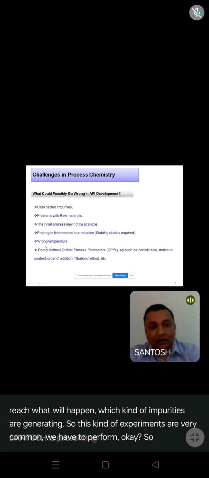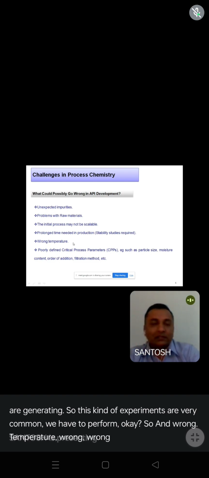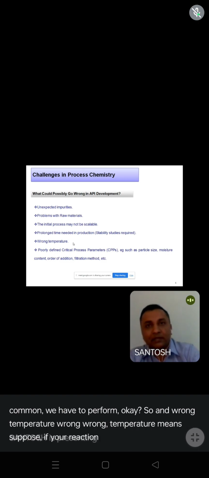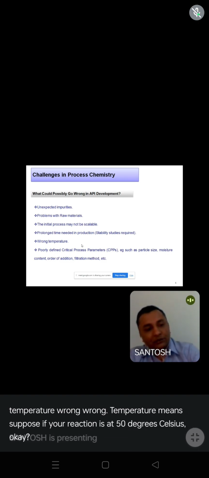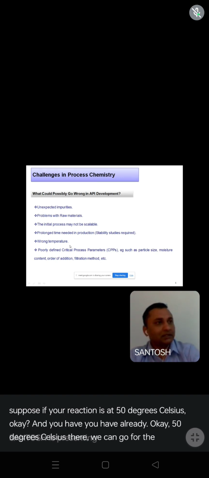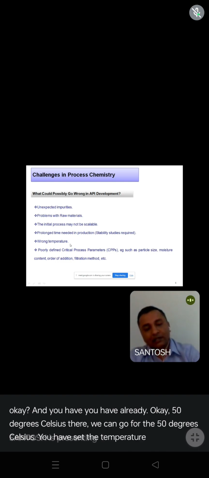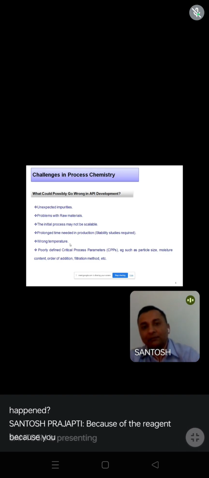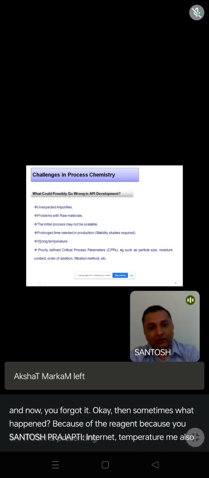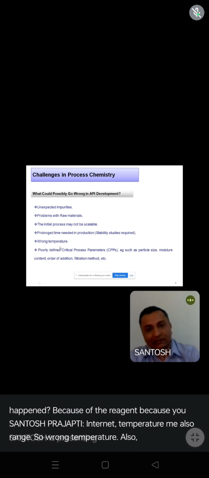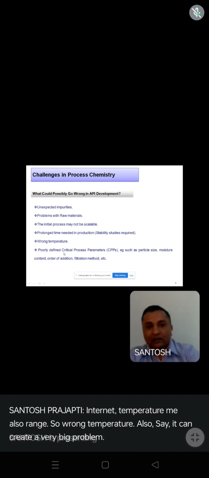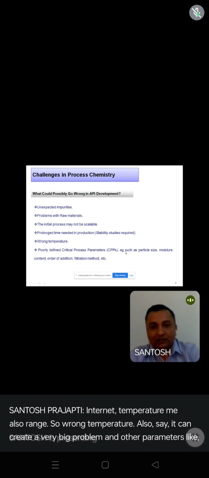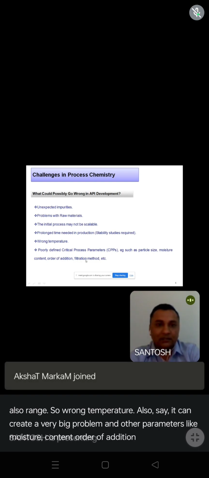And wrong temperature. Wrong temperature means, suppose your reaction is at 50 degrees Celsius, so we can go for the 50 degrees Celsius reaction. You have set the temperature of the jacket, and now you forgot it. Sometimes, because of the reagent or the reaction, the internal temperature may also change. So wrong temperature can create a very big problem. And other parameters like moisture content, order of addition, filtration methods are very important.